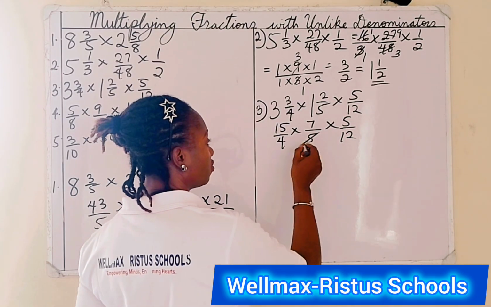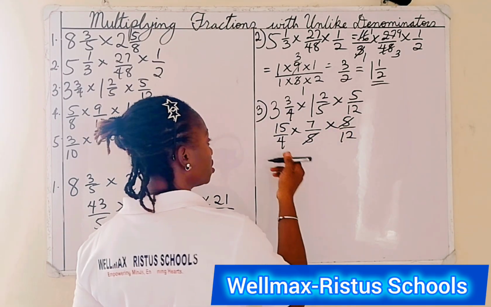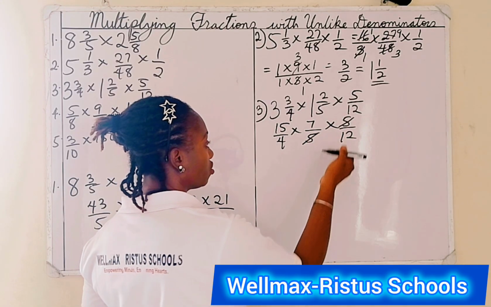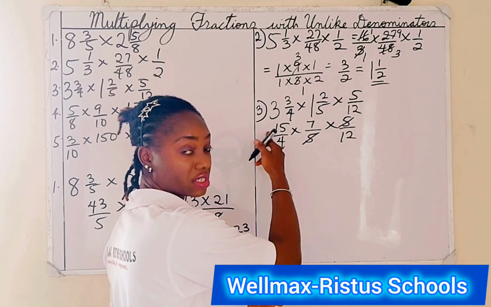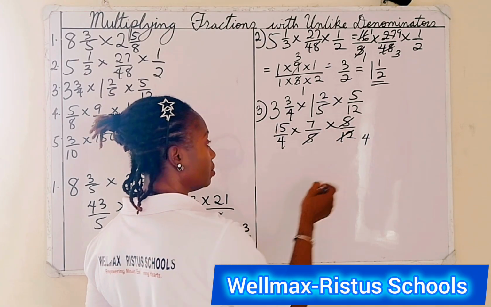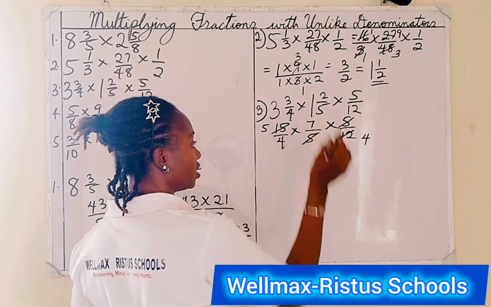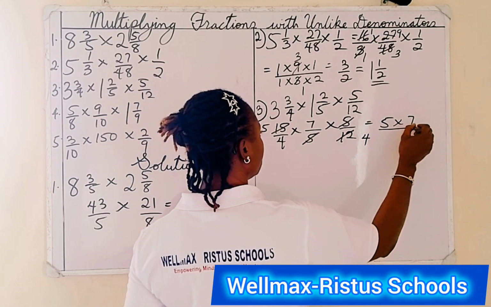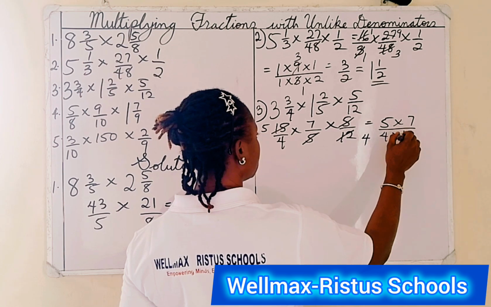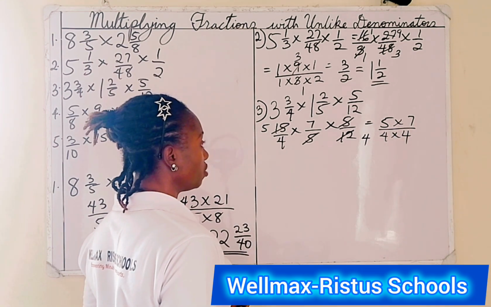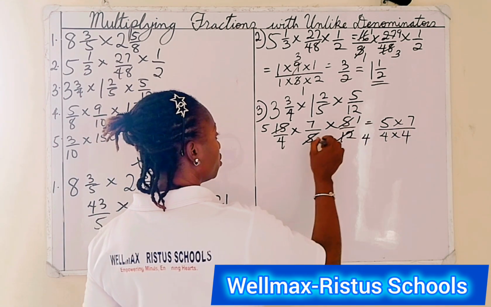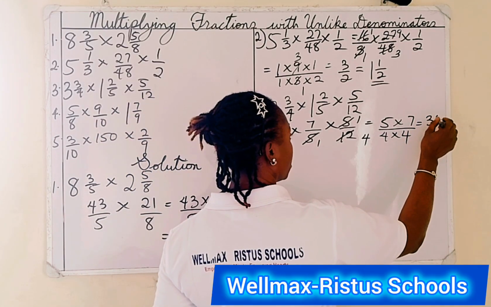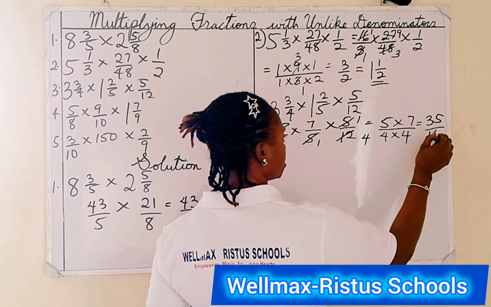Now from here, 5 cancels 5, and we're left with 4, 15, 7 and 12. Which other numbers can divide each other? 3 can go into 12 and can also go into 15. 3 can go into 12 4 times and into 15 5 times. So we have 5 times 7 over 4 times 4. Right? So from here we can say 5 times 7 is 35 and 4 times 4 is 16.